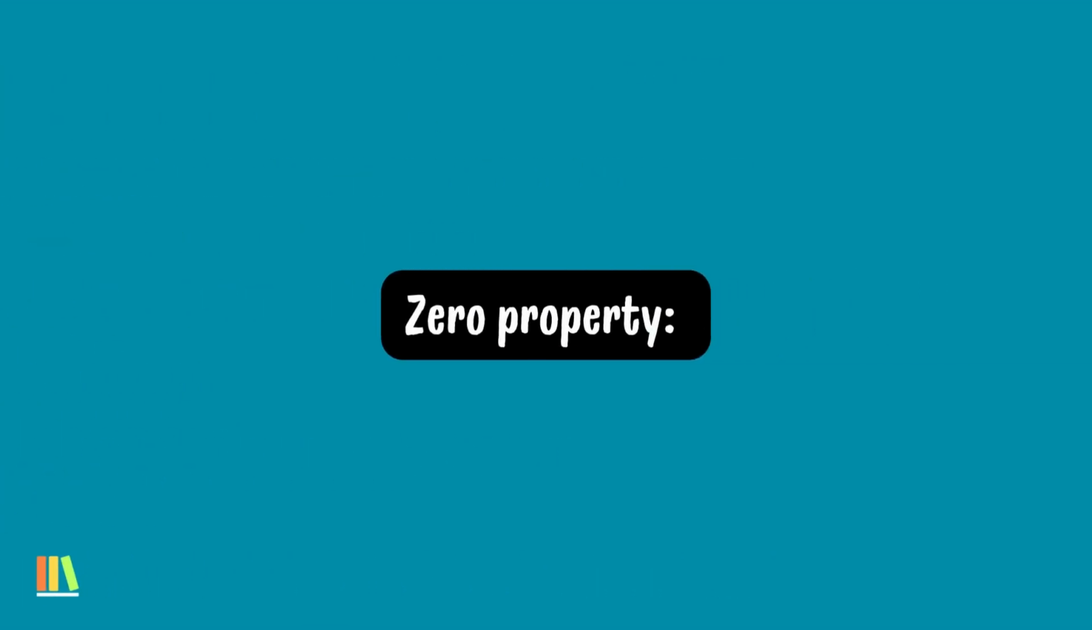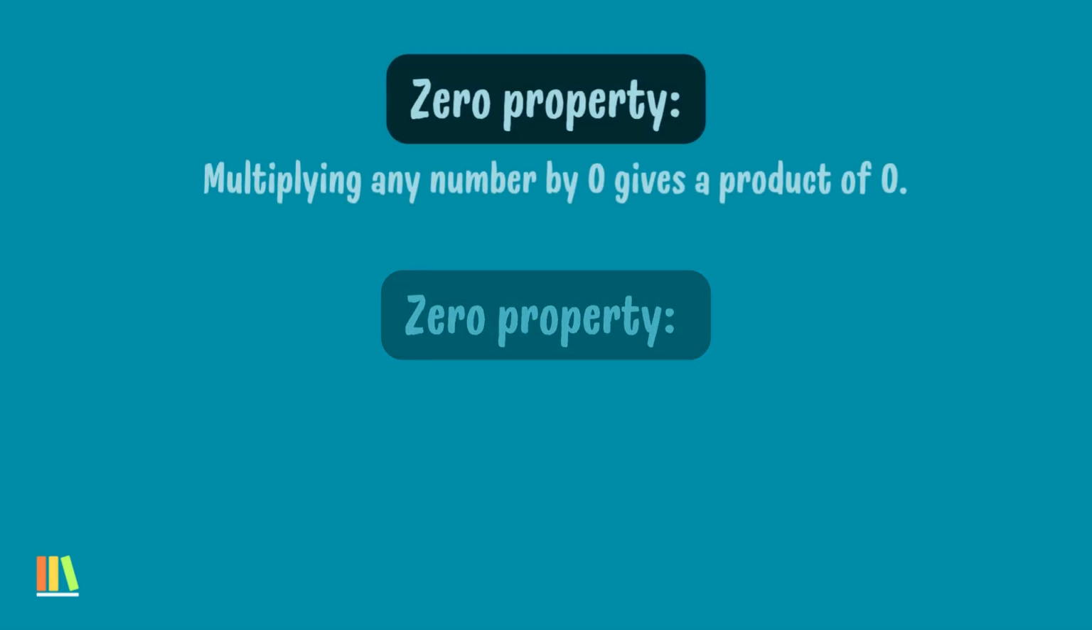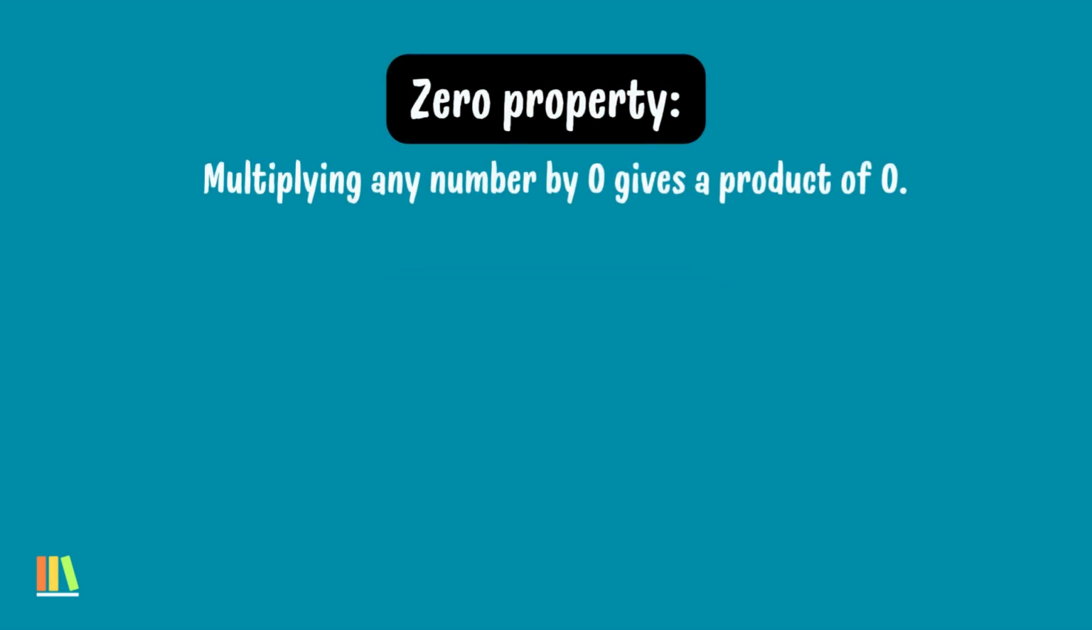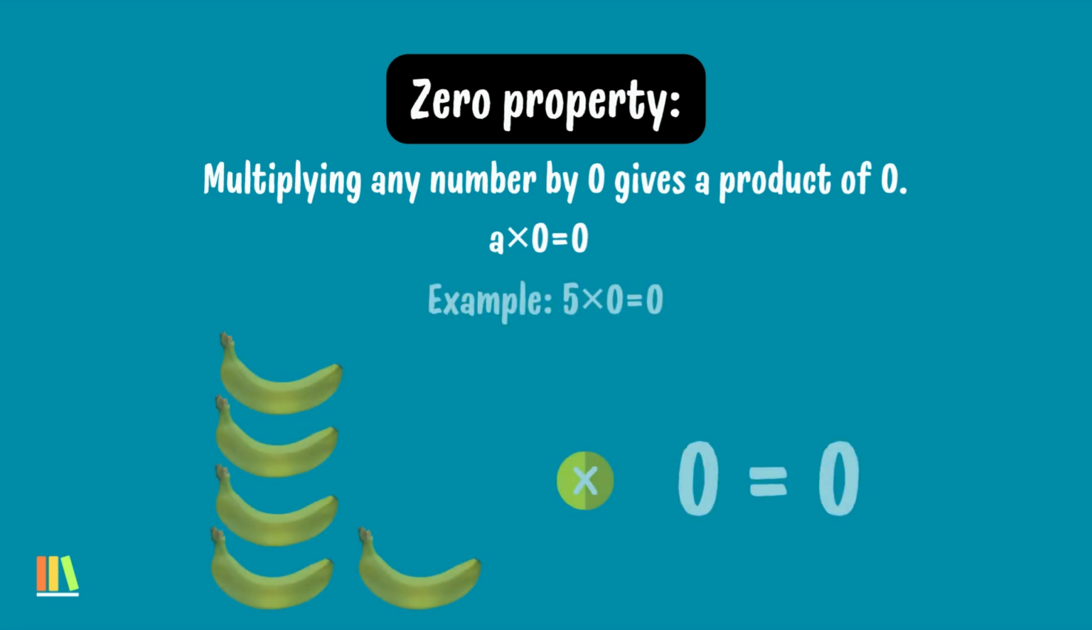And then lastly, we have zero property. Multiplying any number by 0 gives a product of 0. A times 0 totals 0. Example, I have 5 bananas and I multiply them by 0, which gives me a total of 0.